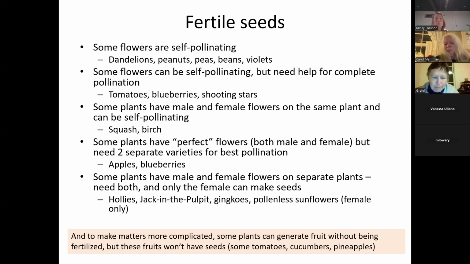It might be male. And then there are some plants that can generate fruit without being fertilized, but those won't have viable seeds. Those are called parthenocarpic. And there are some cucumbers that will make fruit without being pollinated. The reason we don't grow more of them is they aren't as robust. They don't produce as much as the ones that do require fertilization. I've grown them, they're fine.